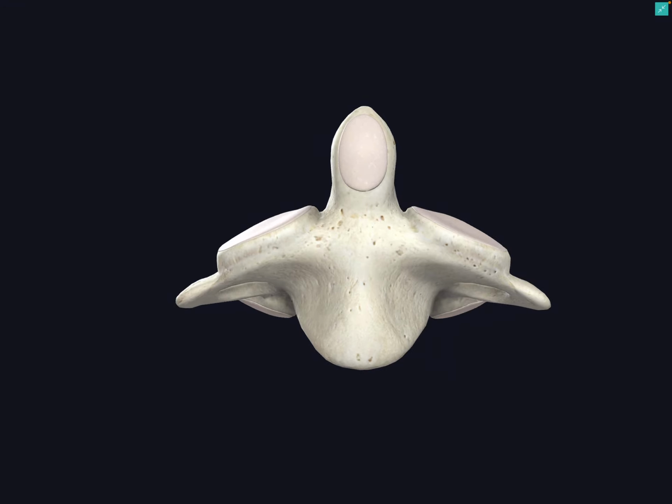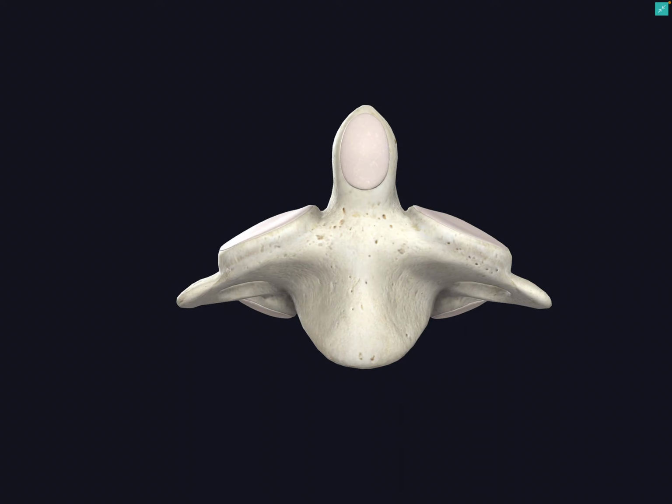The dens, on its anterior surface, we can see that smooth, round articular facet, which will articulate with the small facet on the posterior aspect of the anterior arch of C1.